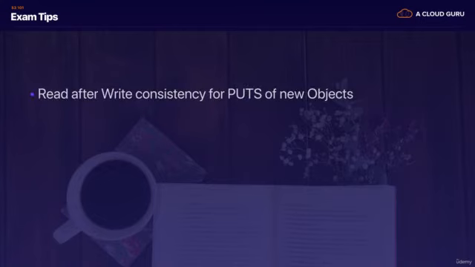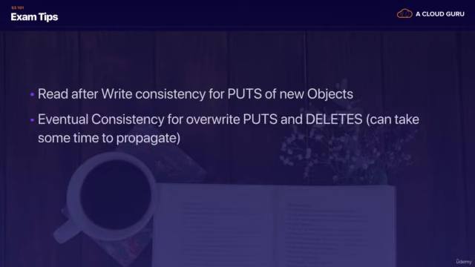Now, this is really important to remember: the consistency model. It's read after write consistency for puts of new objects. So as soon as you create a new object, you'll be able to read that object immediately. But if you update an object or delete an object and you try and read it immediately, you're only going to get eventual consistency. So you might get the older object, or you might still see the deleted file. But if you wait about a second, it's going to be consistent. So you get eventual consistency.